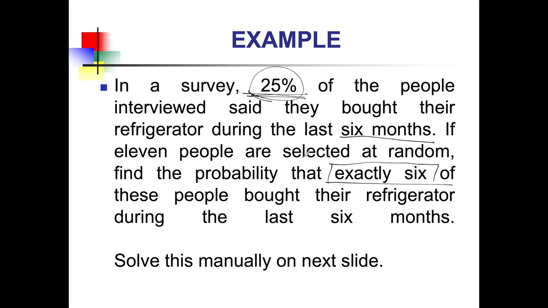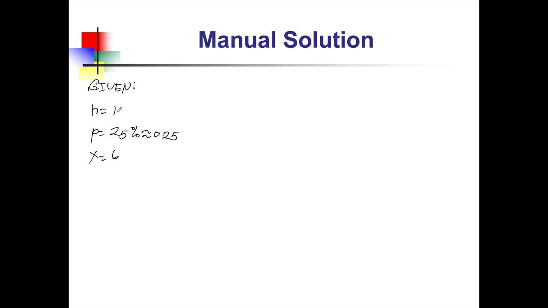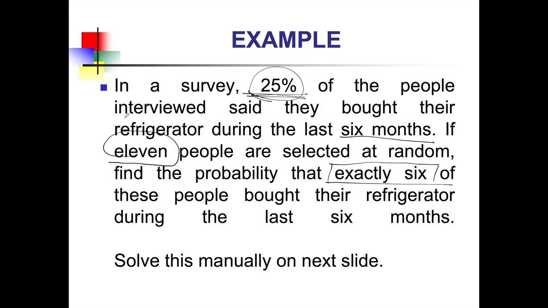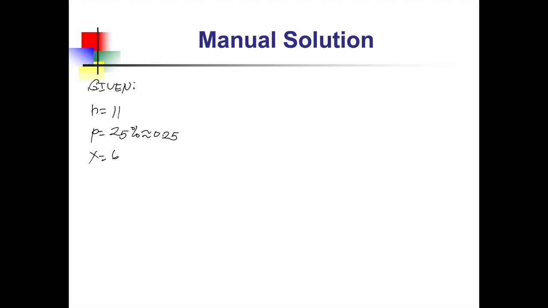If 11 people are selected at random, what will we do with that 11? That 11 will be the value of N, because they are now our sample. Is the sample and population clear to you? If 11 people are selected at random, that is our N. Find the probability that exactly 6 of these people bought their refrigerator during the last 6 months. So exactly 6, and this is the 6 months. I hope you got it.